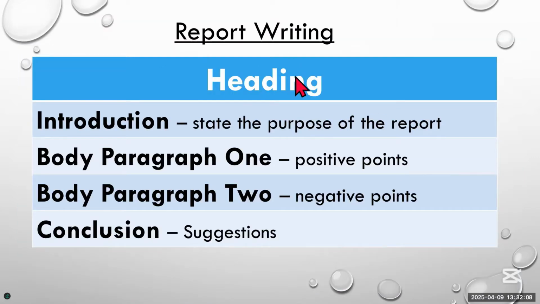This is the structure of a report. So you start with a heading. In the introductory paragraph, state the purpose of the report and what you're reporting on. In the next paragraph, supply the positive points. The paragraph after that, the negative points. And finally, suggestions for improvement.